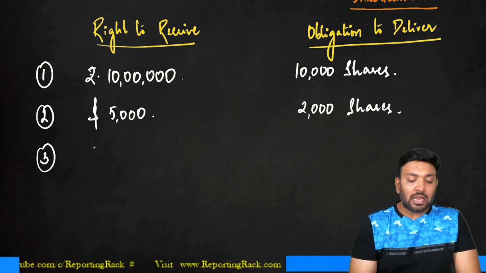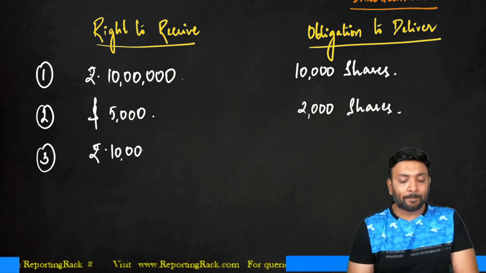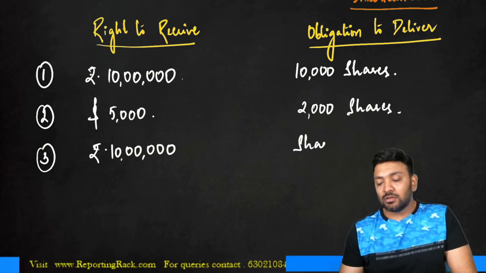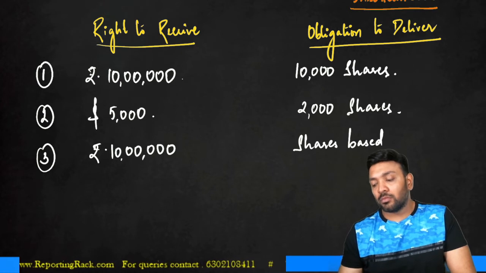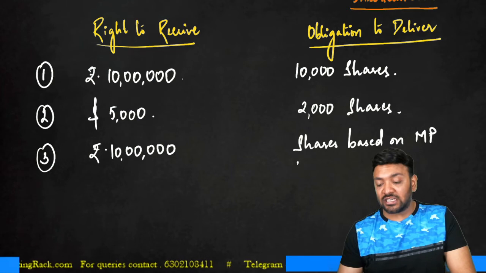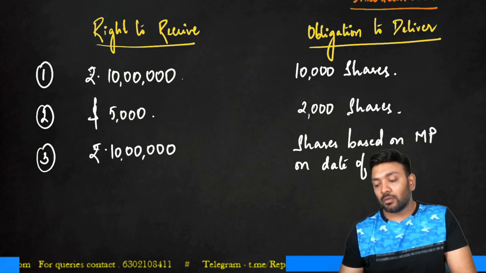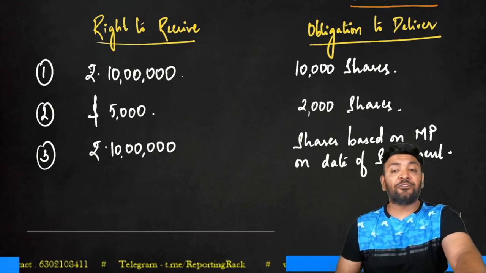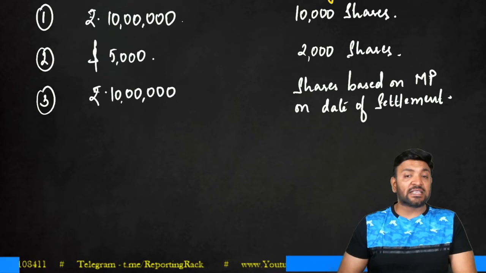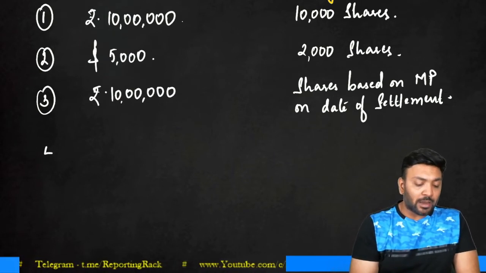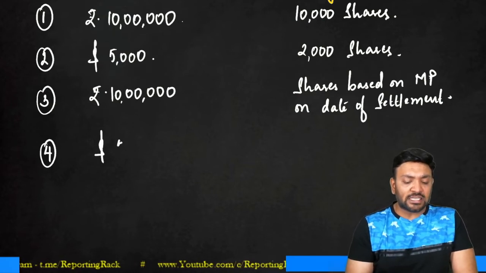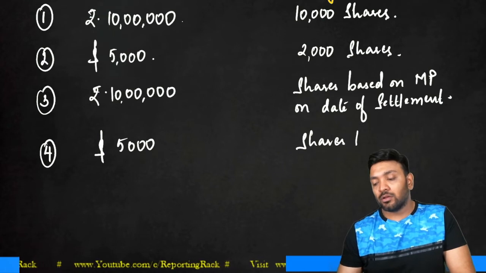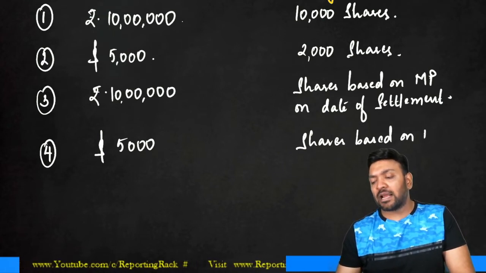Number 3. I have a right to receive 10 lakhs, but my obligation is to deliver shares based on market price on date of settlement. I don't know how many shares I'll issue, but it will depend upon the market price on the date of settlement. If market price is 50, 10 lakhs divided by 50. Market price is 60, 10 lakhs divided by 60. That way I keep delivering the shares. Number 4. A right to receive $5,000, where again my shares are based on market price. Shares to be issued are based on market price on date of settlement.